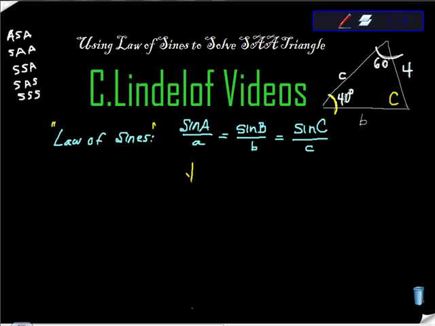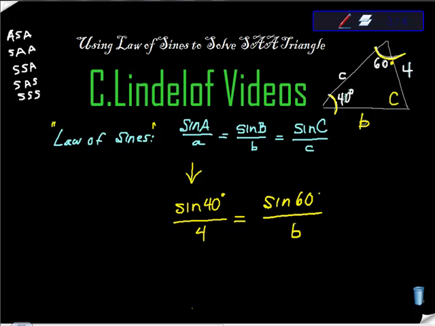So I'm just going to fill in the blanks here and say sine of 40 degrees over, and then I'm going to go straight out, and that's the side that corresponds to that angle. So over 4 is equal to sine of B. Remember, B is the angular value, and this is the angular value. I'm trying to find the length of this side here, so I'm going to say sine 60 degrees over B.